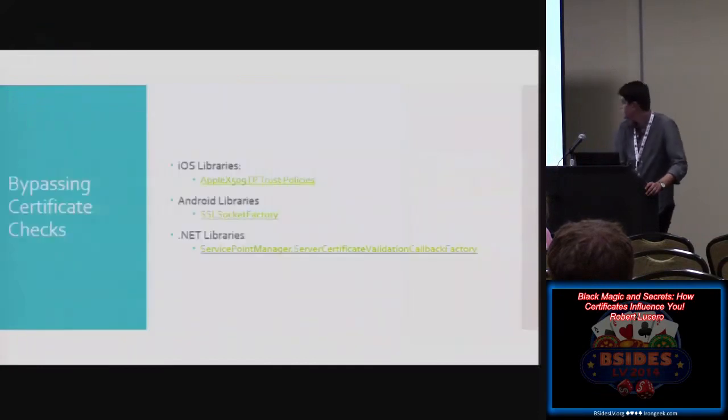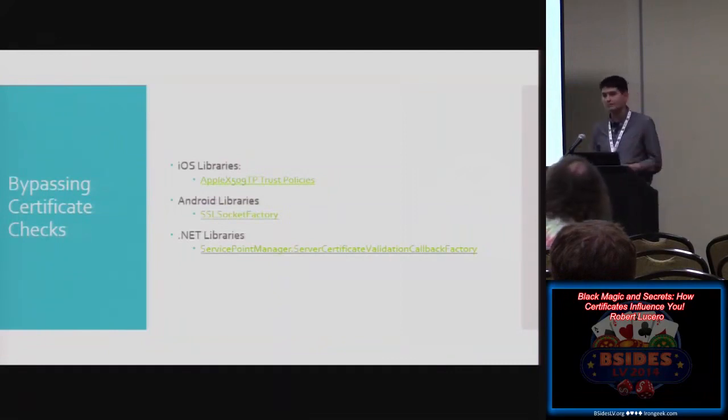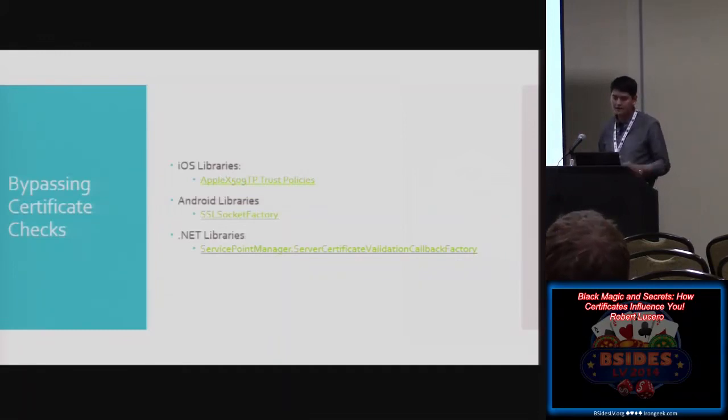So here are some of the examples of bypassing certificate checks in client libraries. Here we have iOS. If you go to that page, it basically tells you, hey, here's how to bypass the certificate checks. Android, same thing, SSL socket library. .NET, this is their example. And if you want the links, they're going to be in the slides. They're just straight links.